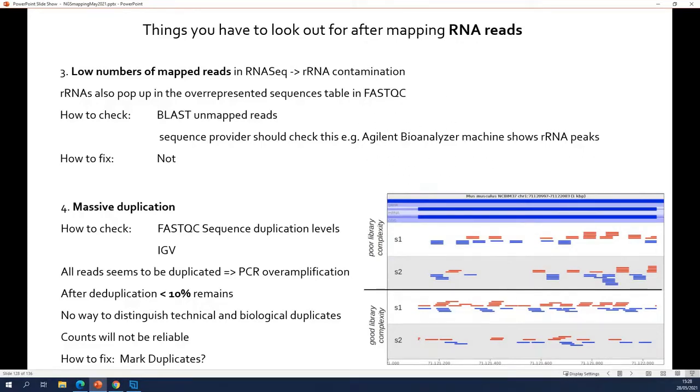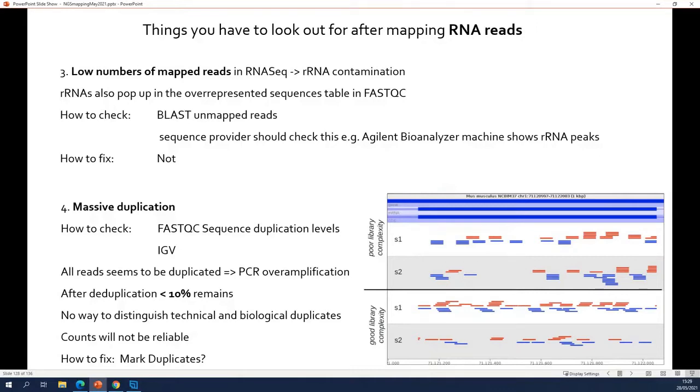You also check duplication, just like you did this morning for the DNA-seq reads. So how can you see duplication? Well, in IGV, if you see a lot of identical copies, it means you have a lot of duplication. You can also look in your FastQC report. You can even look in your QualiMap report. They all have plots that you can use for that.